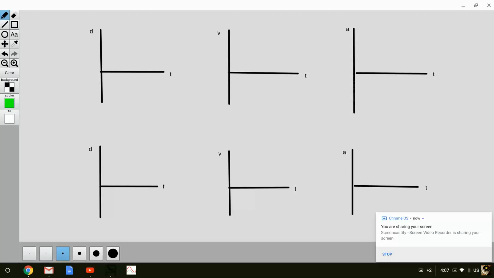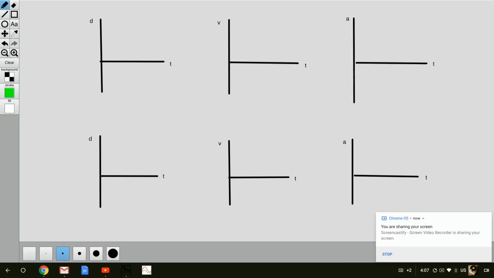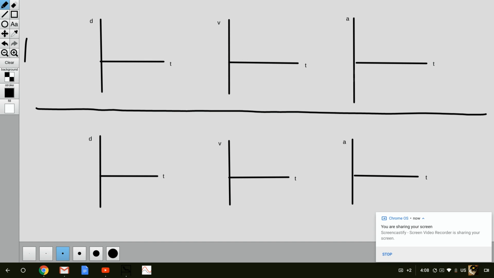All right, so here is the second graphing tutorial where we are going to be going from D versus T graphs to V versus T graphs to A versus T graphs. So what I've got here are two of each kind set up. And so I'm going to do one with constant velocity. So I'm going to do one up here with constant velocity. So up above this line, this will be constant velocity.